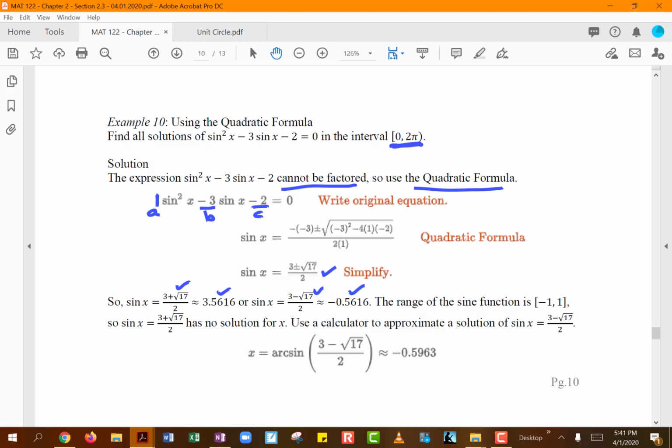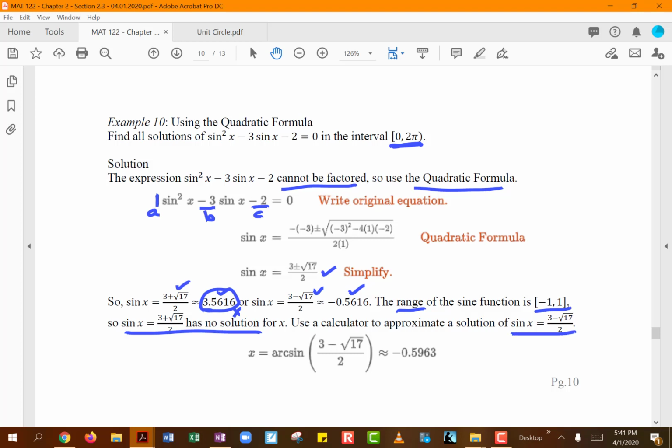And then 3 minus square root of 17 over 2 is giving you approximately negative 0.5616. So since the range of the sine function only goes from negative 1 to 1, we actually cannot use this answer over here. So you will have no solution for this first part of x, sine of x equals 3 plus square root of 17 over 2. So the only answer we are going to be getting is from the second portion, because that was negative 0.5616, which is within the range.